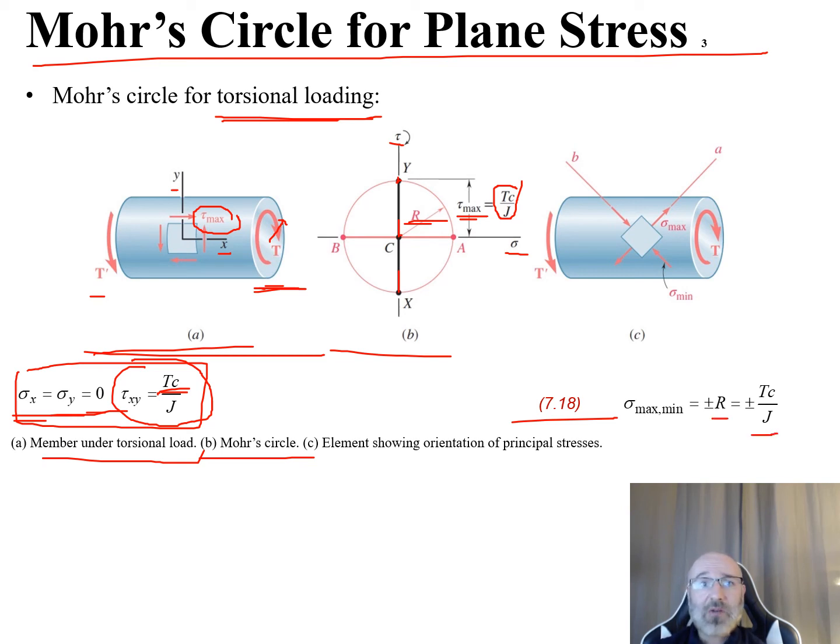But now moving on to part C, where the element shows our orientation of principal stresses. We can see there's our orientation of our principal stresses, 45 degrees. There's our axis A, where our sigma max is, and axis B, where our sigma min is. According to our equation 7.18, the sigma max and min is equal to plus or minus R, which is plus or minus that radius. As we saw, our radius is equal to our max shear stress, which is plus or minus T times c over J. So our torsion times that distance to our outer surface, all over our polar moment of inertia.